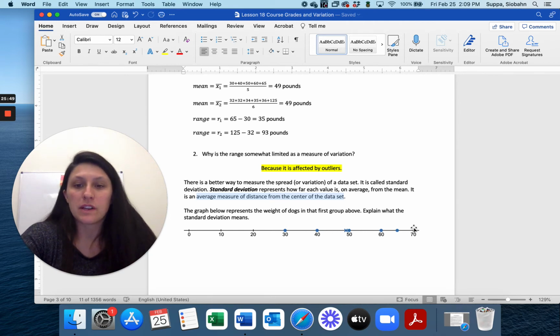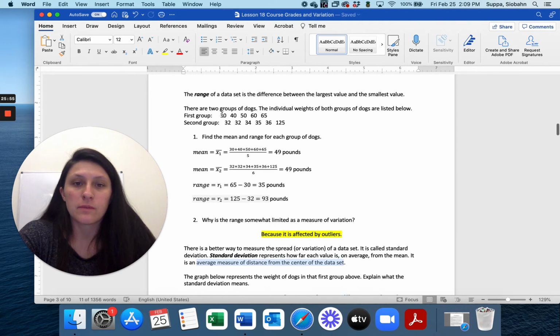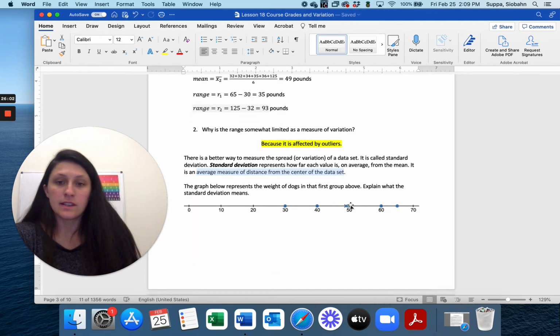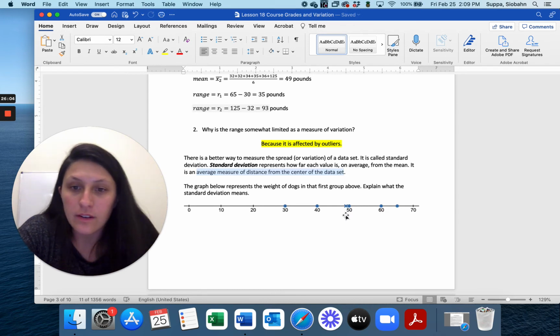So if you see this picture here, these are the first group of dogs. The dog is 30 pounds. It's up here. 30 pounds, 40 pounds, 50 pounds, 60, and 65. So each of these blue dots is one of those data points. And the X that I put right here at 49, that's the mean. That's the center of the data. And the standard deviation is calculating the distance between this point and the mean, and then this point and the mean, and this point and the mean, and this point and the mean, and this point and the mean.